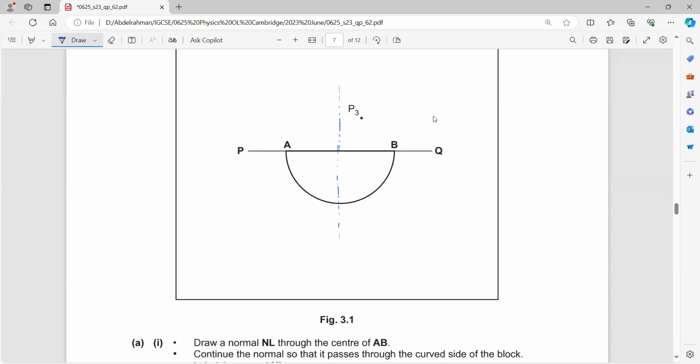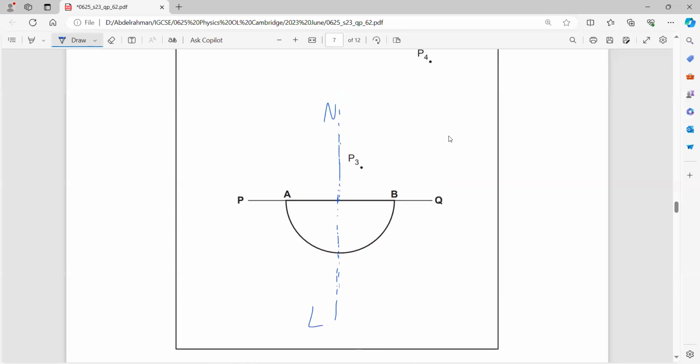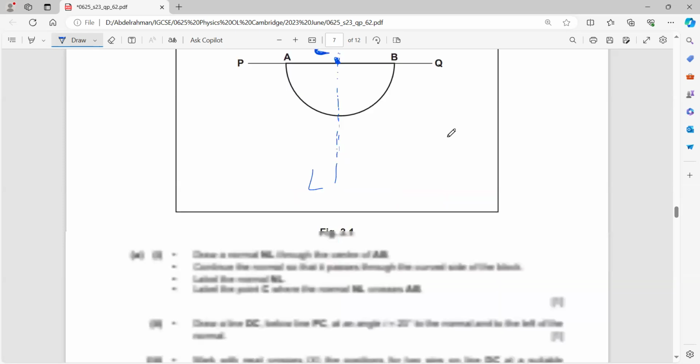Yep, this is the normal, NL, and I will name it NL. Continue the normal so that it passes through the curved side of the block. Label the normal NL. Label the point C where the NL crosses AB. This is point C. I took 1 mark.